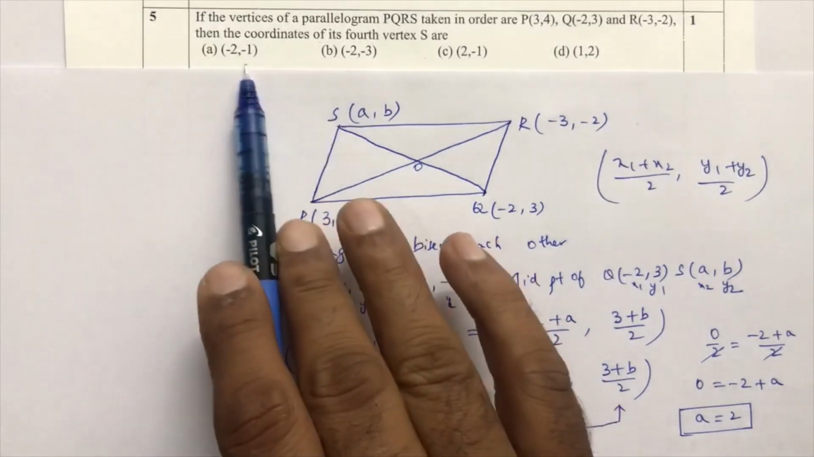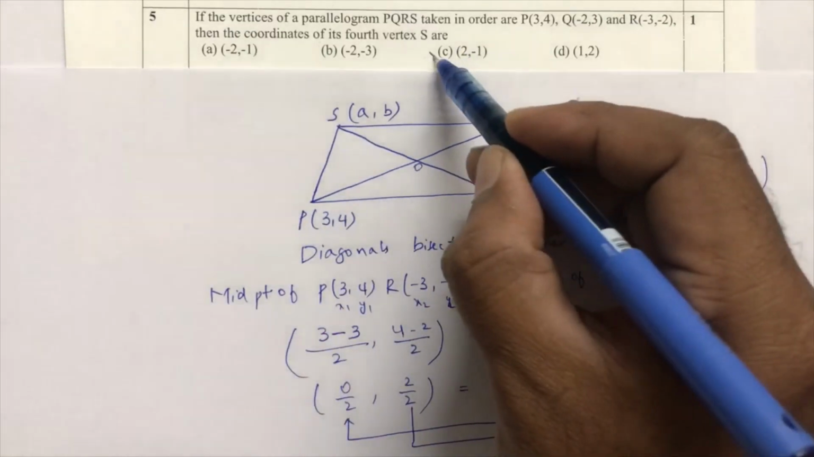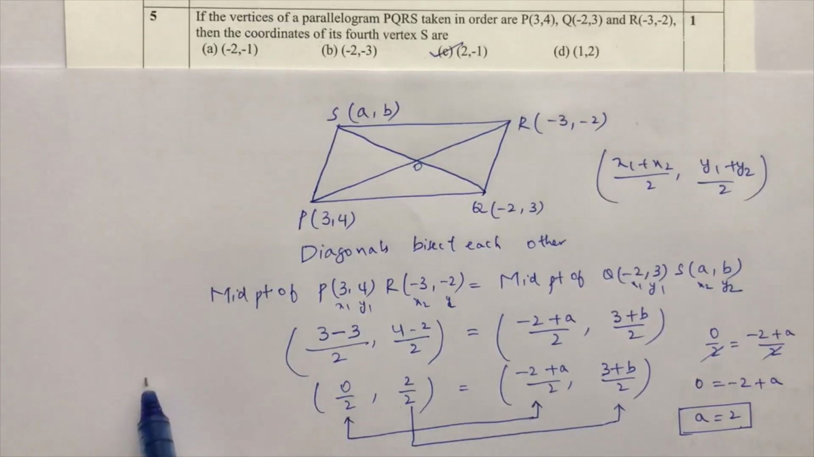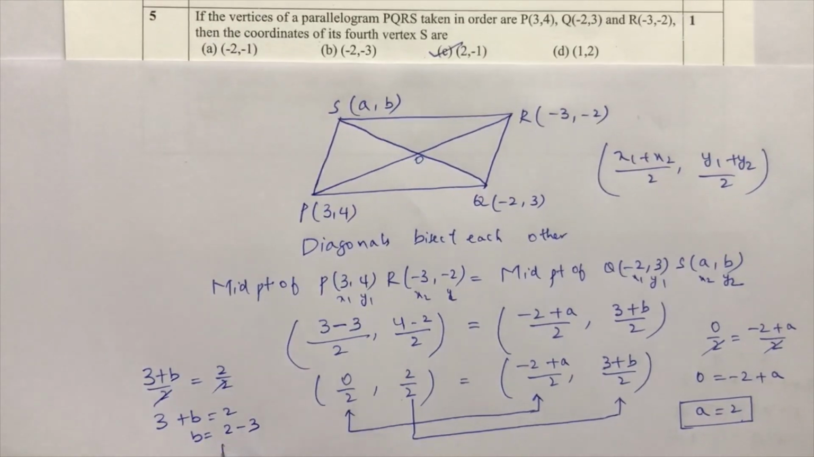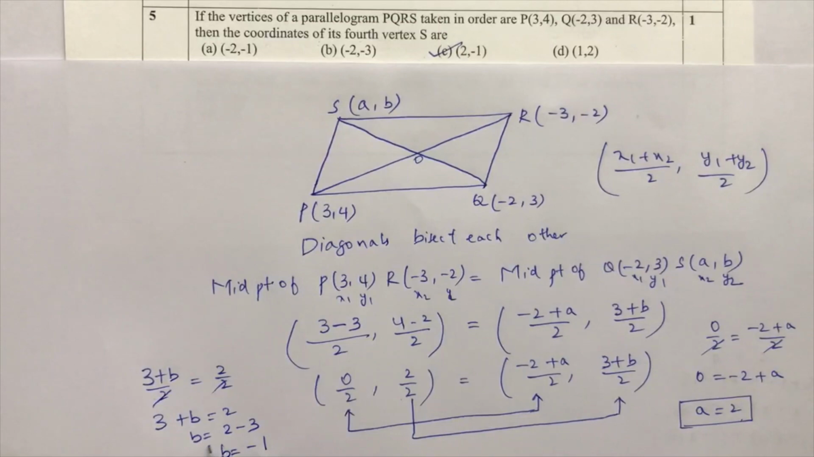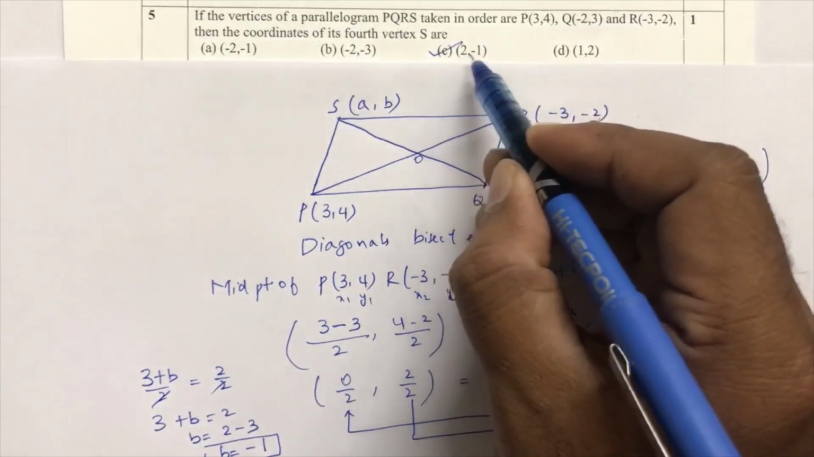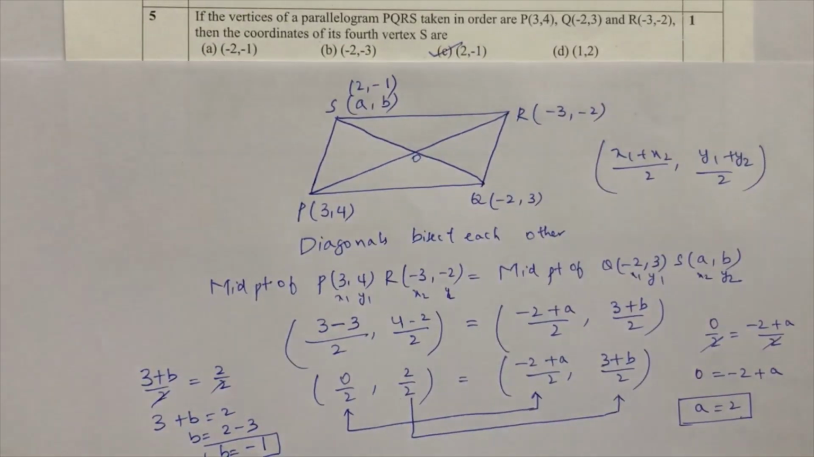So see, directly you can select the option, the correct option will be C, because in a and b you got already a as 2, but if you want you can equate and check the other value. So now 3 plus b by 2 is 2 by 2, 2 cancel. So 3 plus b equals 2, b equals 2 minus 3, so the value of b is minus 1. So the fourth vertex is 2 comma minus 1. The correct option is C.